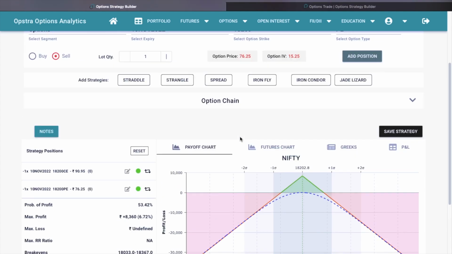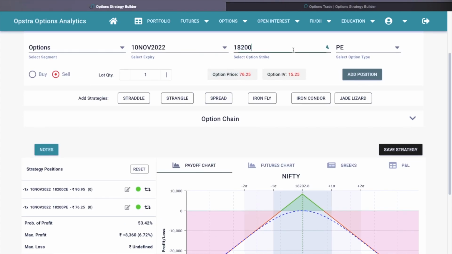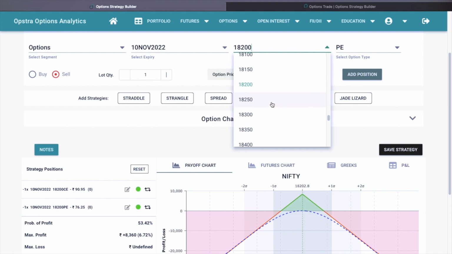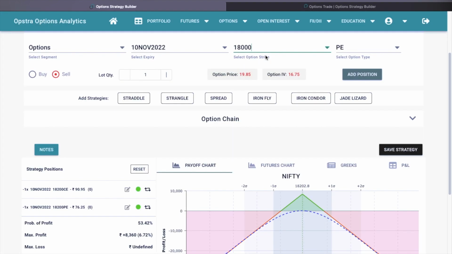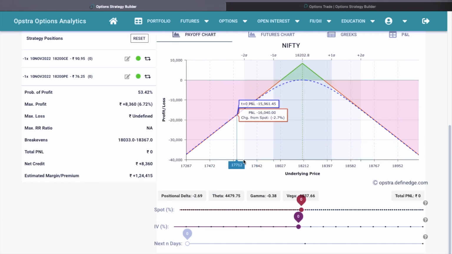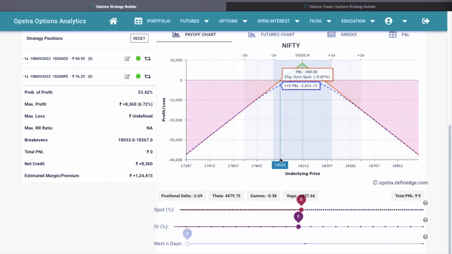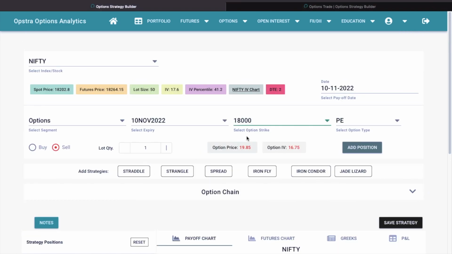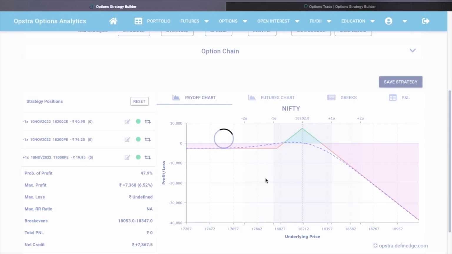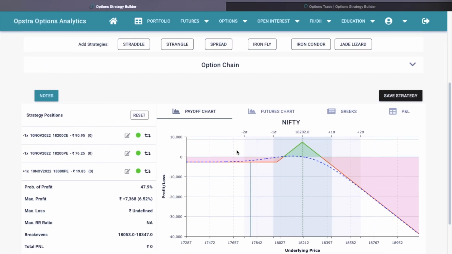Let's say we want to limit our losses to not more than a certain point. Let's say we want my loss not to exceed more than 2,600 if Nifty falls below 18,000. I do not want more than that loss in my strategy, so I'm going to buy a hedge for that. So I bought an 18,000 PE option, and my loss is limited to 26,300.